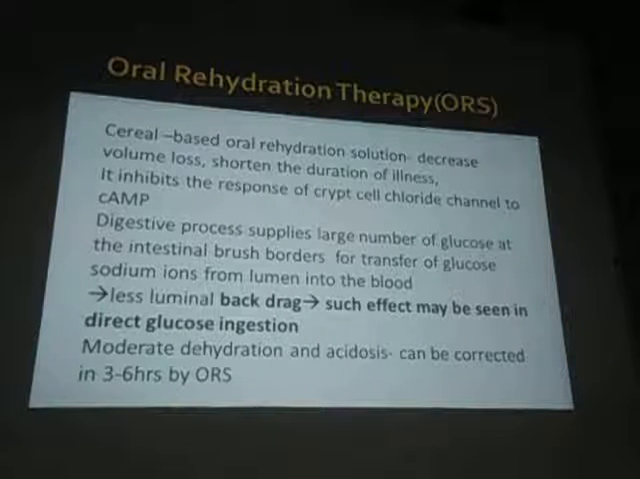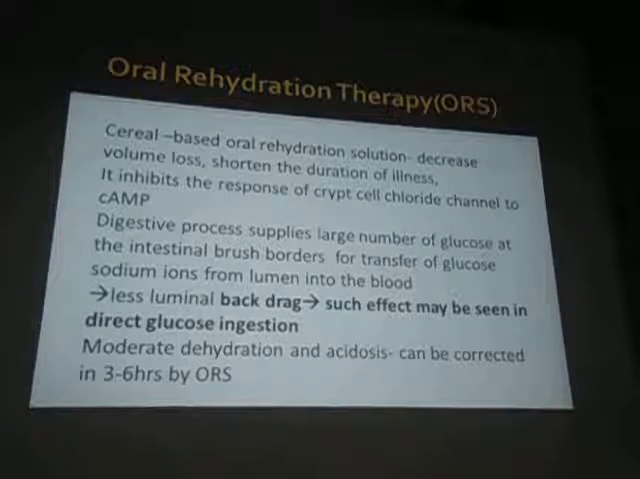So along with this ORS, we have something called cereal-based ORS. Which is better, regular ORS or cereal-based ORS? Cereal-based. Why? So here is the answer. Cereal-based ORS decreases volume loss, shortens the duration of illness, and inhibits the release of this crypt cell chloride channel to cyclic AMP. All this is good, and it can be done by the regular ORS also, but the exposure to the cyclic AMP cannot be prevented. That is an added advantage here.